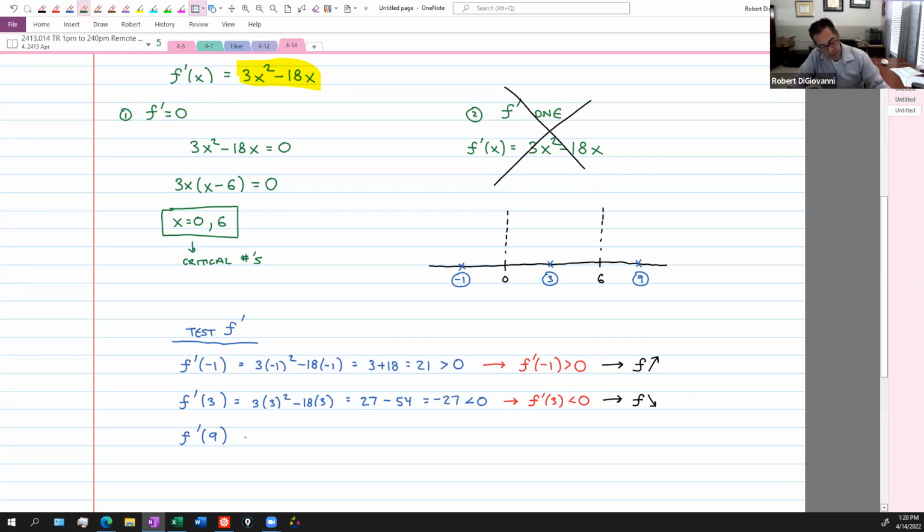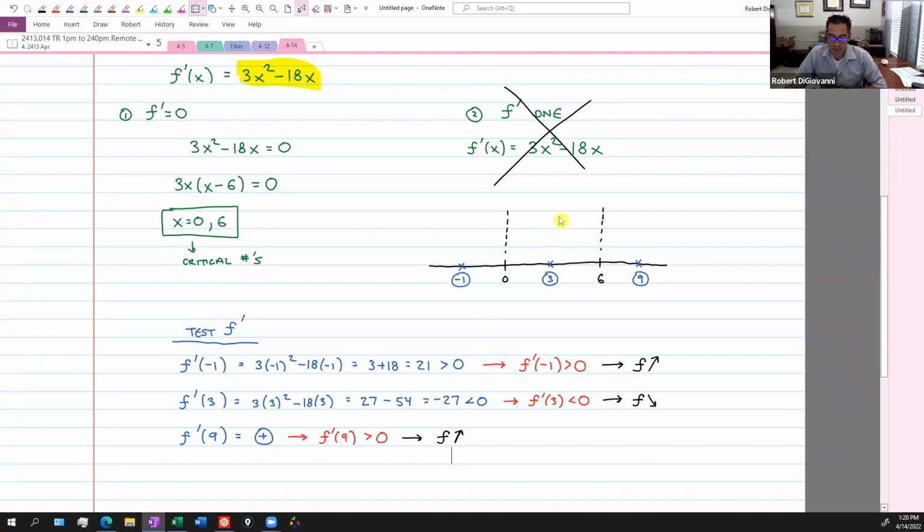And then finally, let's plug in 9. I'm not even going to do it, but this will come out to be a positive number. I'm not going to show the work for that. This means that the derivative at 9 is positive, which tells me again that my original function is going up here.